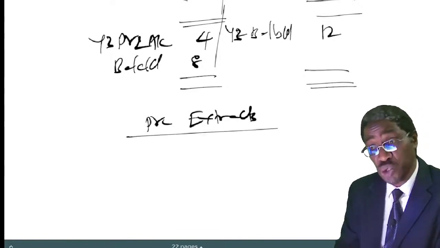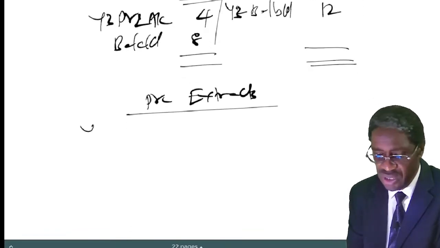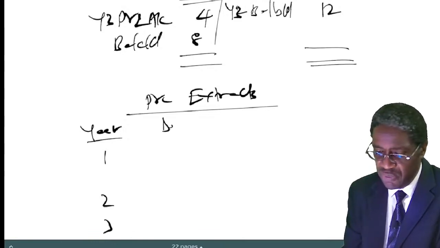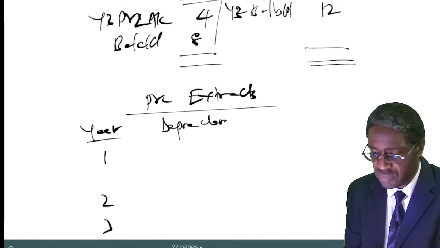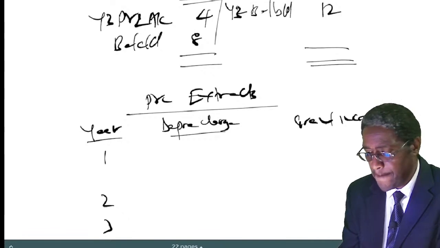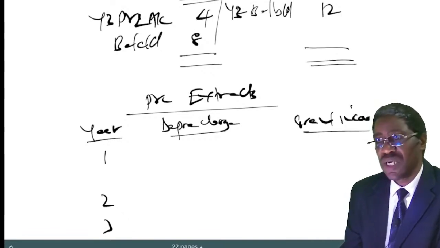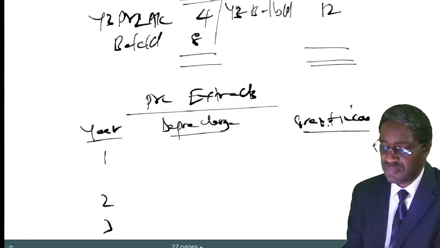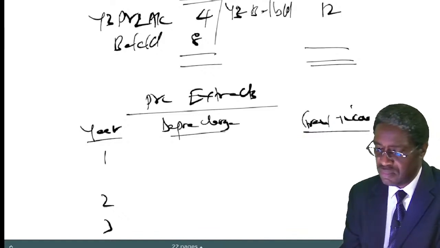We have been told to do for 3 years. So you'll have a column for year 1, year 2, year 3. Then you may have a column for depreciation charge and grant income.